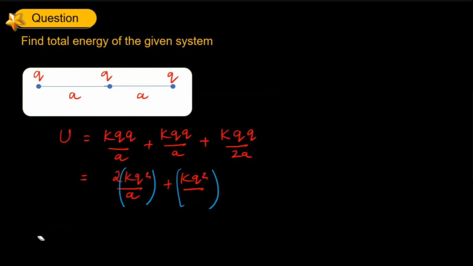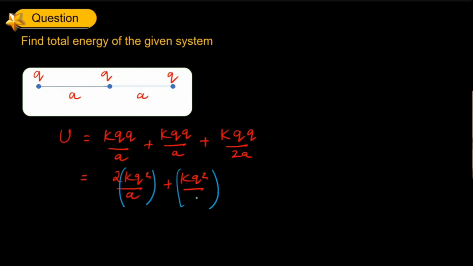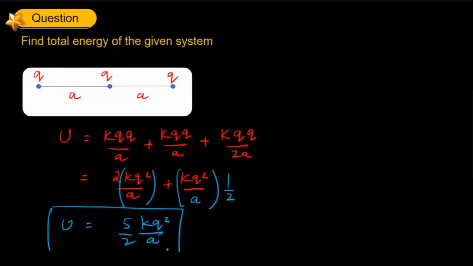So it's like 2 plus half. So what is 2 plus half? 2.5. In fraction, 5 by 2, kq square by a. This is supposed to be the potential energy of the system.